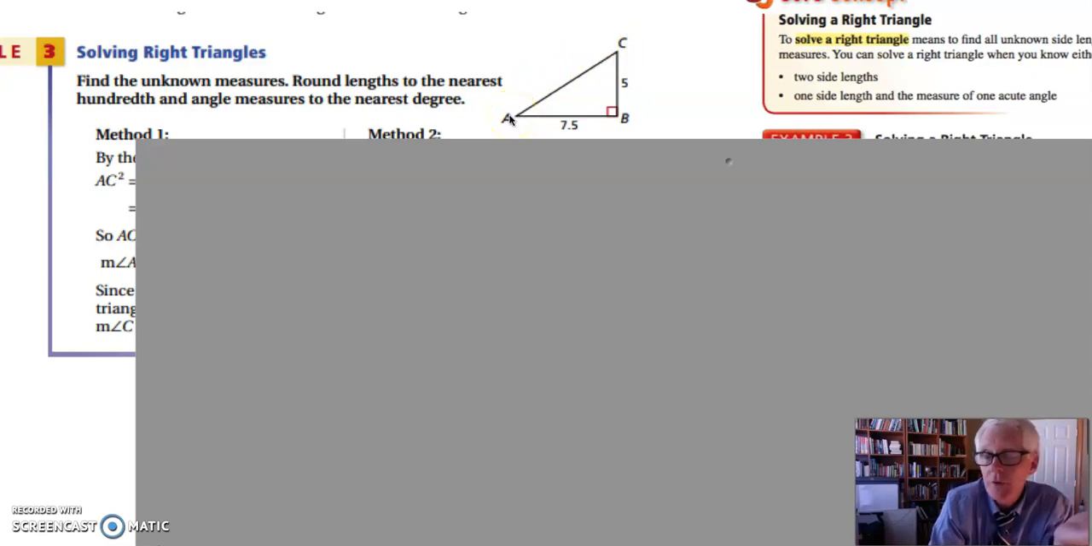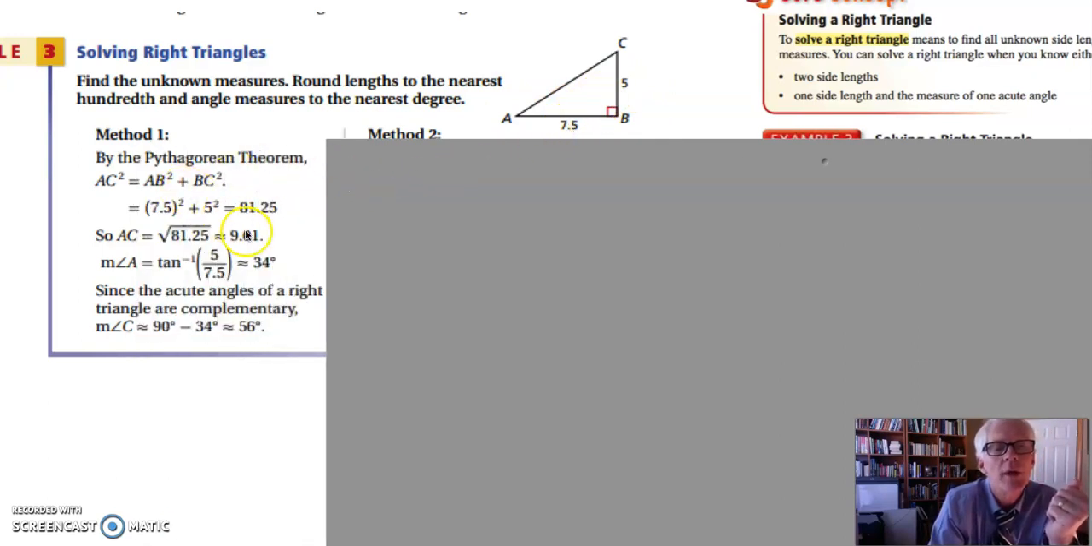You can do that first if you choose. 5 squared times 7.5 squared. This is the method here that will give you the side AC being 9.01. That gives you all three sides, but we still don't know the angles.